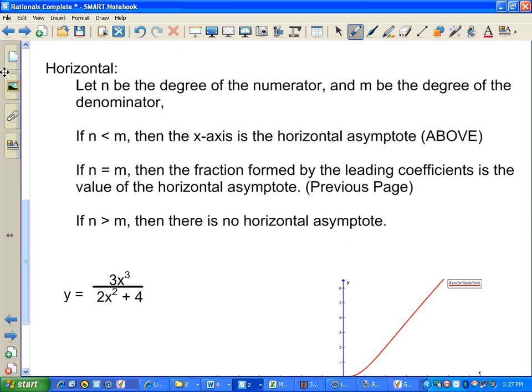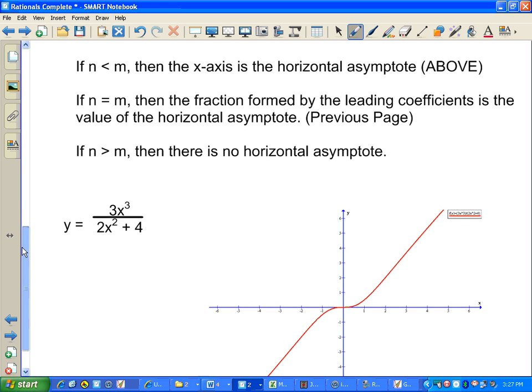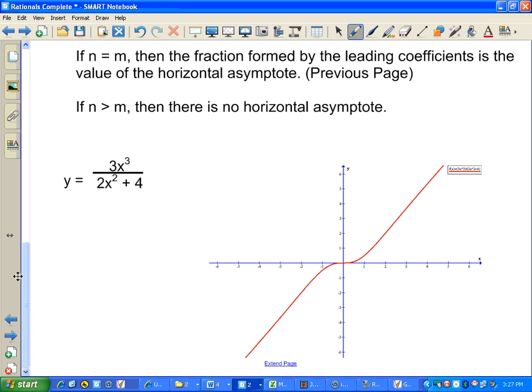Horizontal asymptotes we've already covered by our end behavior rules. If your degrees are the same on top and bottom, then you take the fraction formed by the leading coefficients, and that'll be your horizontal asymptote. If the degree on the top is smaller than the one on the bottom, then your x-axis is the horizontal asymptote. If the degree on top is larger than the one on the bottom, then you don't have a horizontal asymptote. That's when it's approaching infinity and negative infinity.